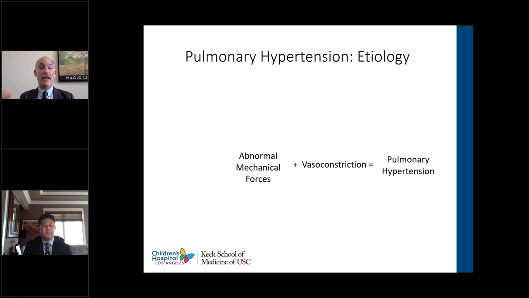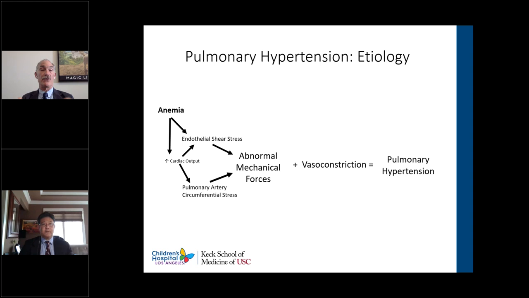So I like to use this equation when thinking about pulmonary hypertension. It's a combination of abnormal mechanical forces and vasoconstriction. The mechanical forces are driven primarily by the anemia itself, which interact and raise the shear stress as well as the pulmonary artery circumferential stress on that heart. This is sort of the back pressure. Also, any impairment of the left ventricular relaxation, which happens over time in thalassemia, leads to increases in left atrial pressure and pulmonary hypertension. But the more powerful forces are actually the vasoconstrictive forces.